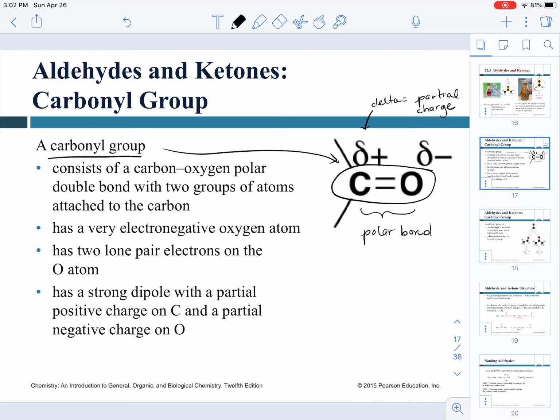So that carbonyl is a carbon that is double bonded to oxygen. Now, understand that that oxygen is going to have two sets of lone pairs. I'm just going to write them in, because remember, the common bonding pattern for oxygen is two lone pairs and two bonds. Now, understand that carbonyl groups have a strong dipole, and the partial positive and partial negative charges are the ones that I illustrated with the delta symbols.